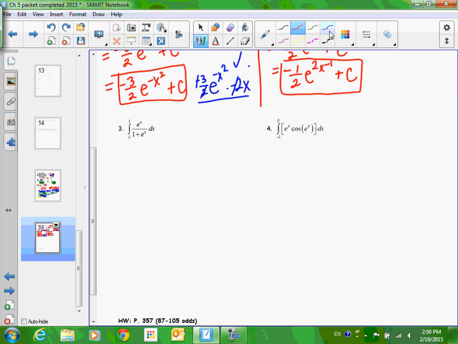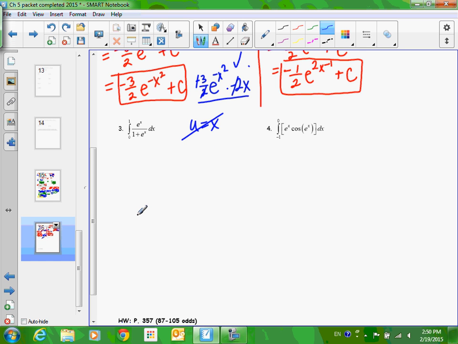Okay. All right, let's look at number 3. How's number 3 different than the two we just worked? It has bounds, and it doesn't have a weird power. It's just e to the x. So what are we going to let u equal? Let me just tell you, you are never going to do this. Never.